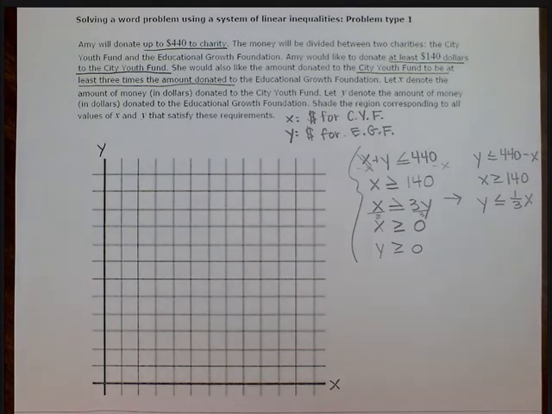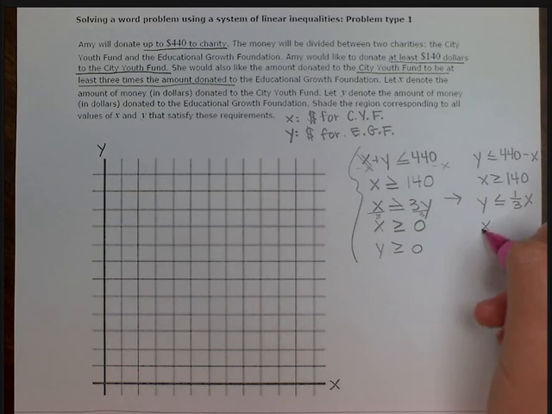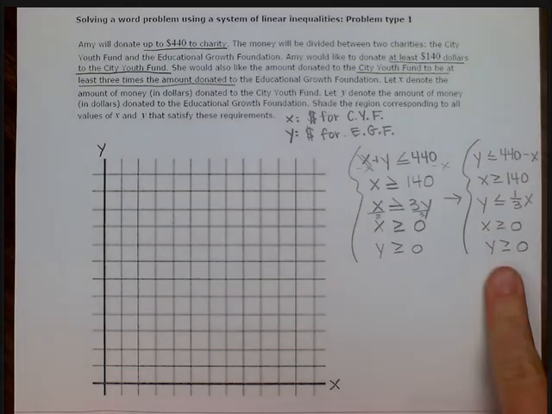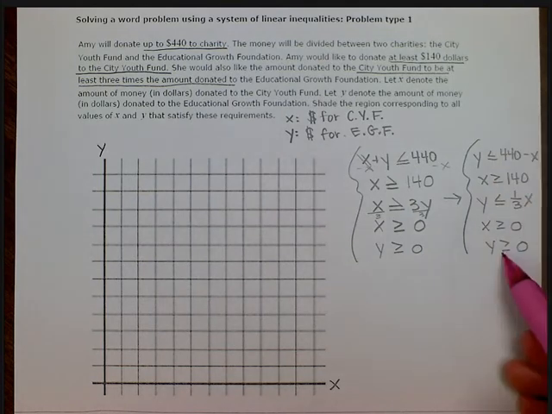And there's no y in this one, so x is greater than or equal to 0, and y is already by itself in this one. So here is our new system, and the one we're going to graph. I'm going to start from the bottom and work my way to the top because it's a little bit easier. So y is greater than or equal to 0.